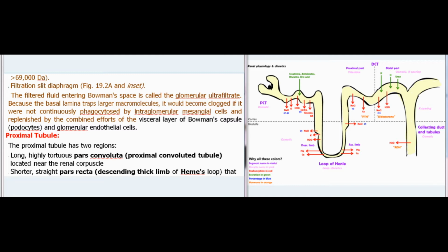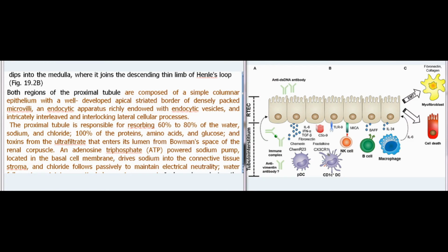Proximal tubule. The proximal tubule has two regions: long, highly tortuous pars convoluta, proximal convoluted tubule, located near the renal corpuscle; and shorter, straight pars recta, descending thick limb of Henle's loop, that dips into the medulla, where it joins the descending thin limb of Henle's loop, Figure 19.2b. Both regions of the proximal tubule are composed of a simple columnar epithelium with a well-developed apical striated border of densely packed microvilli, an endocytic apparatus richly endowed with endocytic vesicles, and intricately interleaved and interlocking lateral cellular processes.